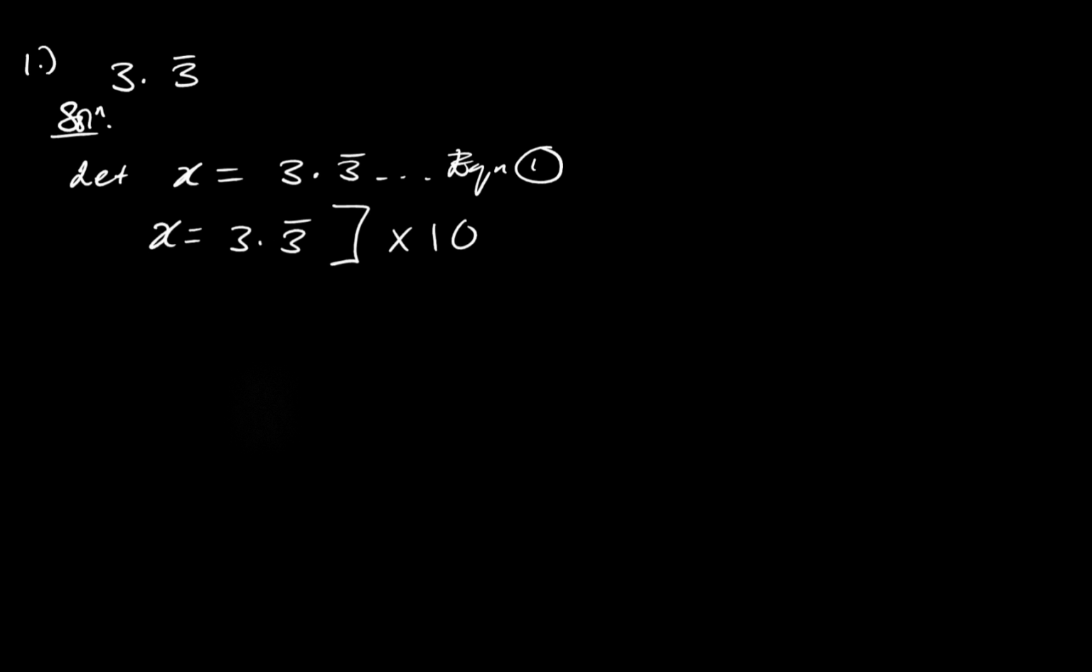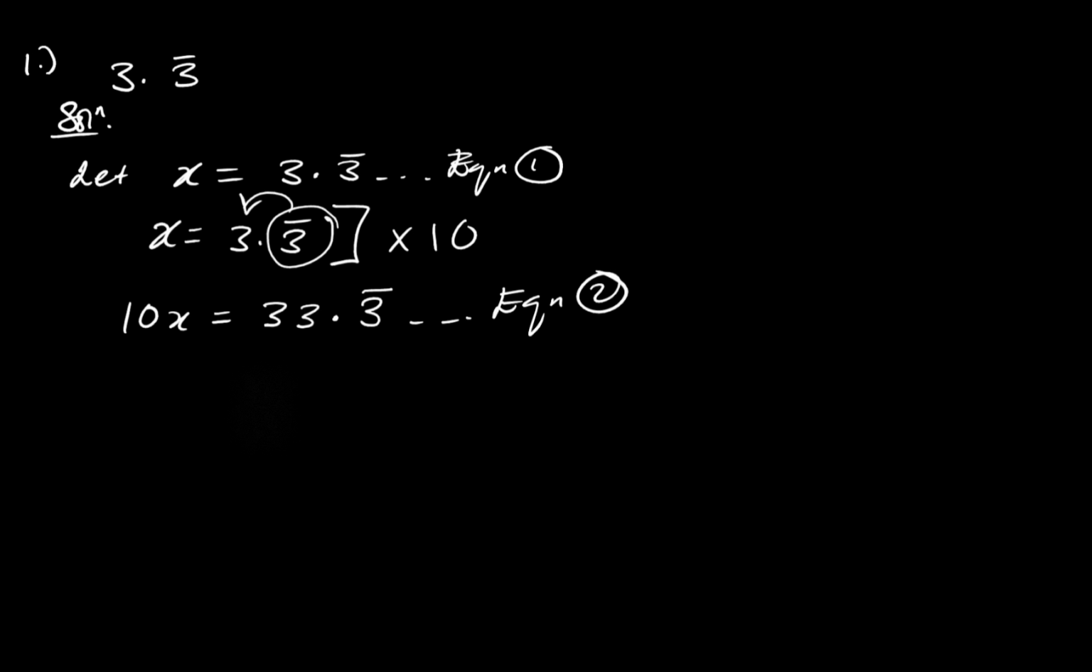Now, multiplying throughout by 10 simply means I have 10x being equal to 3, because the 3 bar is now on the left-hand side of the decimal point, so I'll remove the bar. Now, once that bar value has moved to the left-hand side of the decimal point, you just have to repeat the repeating number again and say 3 bar. And this will be equation number 2.